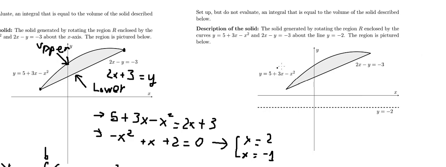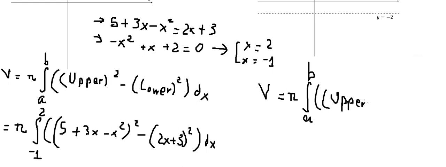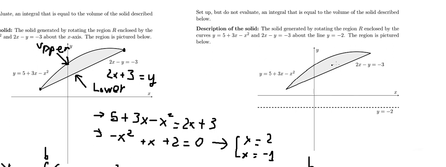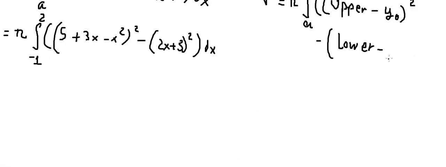On question number 2, they rotate about y equals negative number 2. So we have the formula in here. So we have the upper function minus the value of y that is about this one, to the power of 2, minus the lower function minus the value of y. So we have like this.